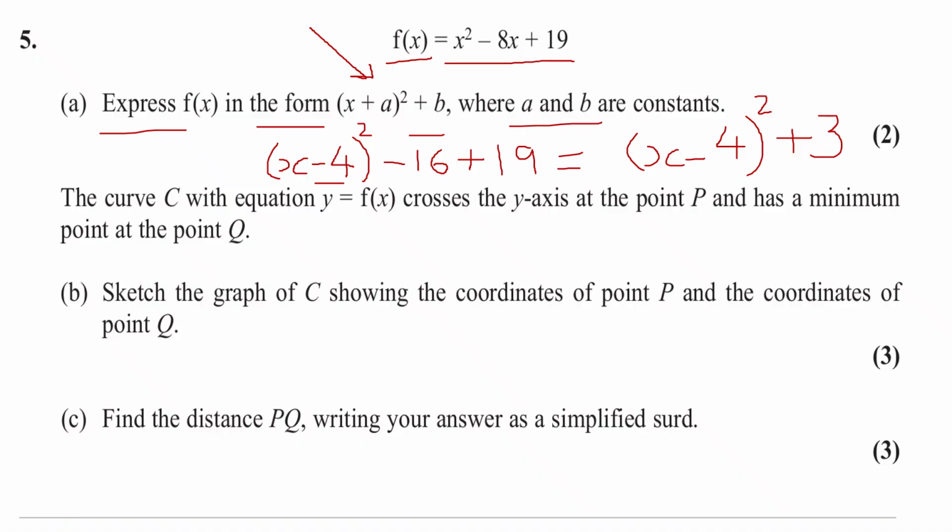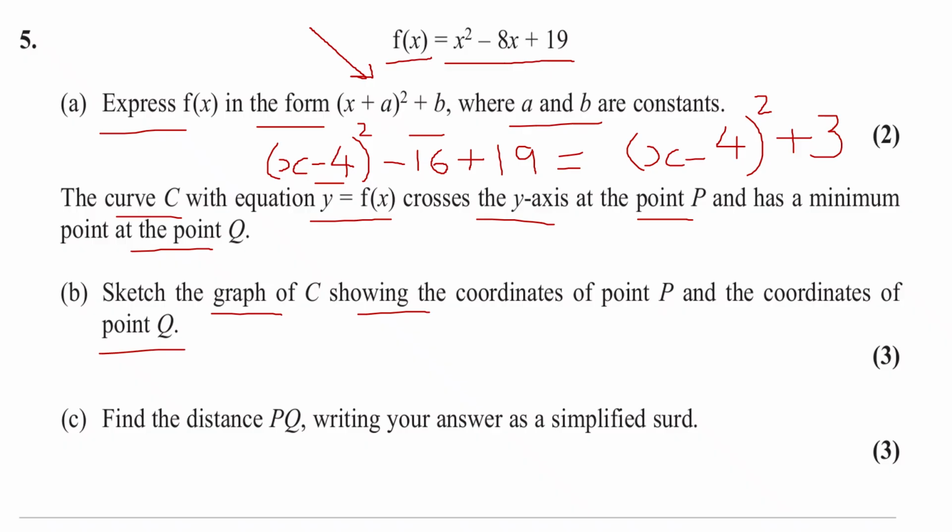Okay, so it says in the next part, the curve C with the equation y equals f of x crosses the y-axis at point P and has a minimum point at point Q. So part B, sketch the graph of C showing the coordinates of point P and the coordinates of point Q.